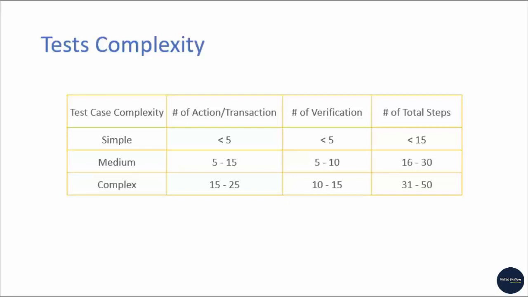For the complex one, anything beyond 15 and within 25 in terms of the transaction should be the complex one. Number of verification should be between 10 to 15, and the total number of steps should be between 31 to 50. And anything crossing 50 is obviously a higher complex test case, which is always suggested to split. If the test case is too complex, the recommendation of the industry is to split them into multiple logical flows so that the complexity of the test case could be reduced.